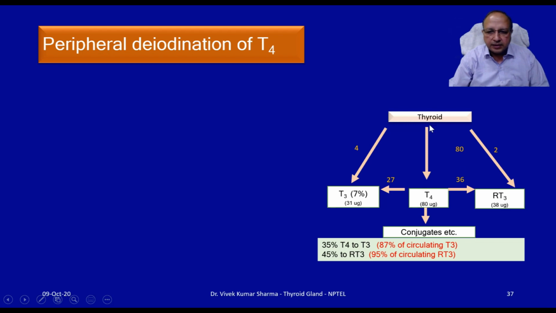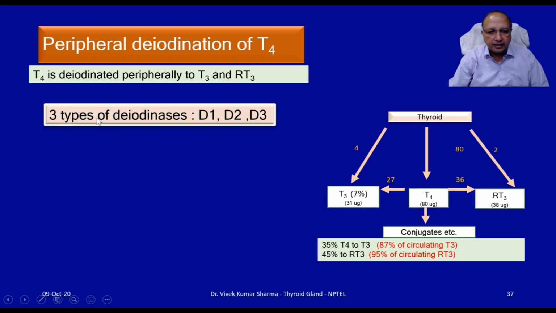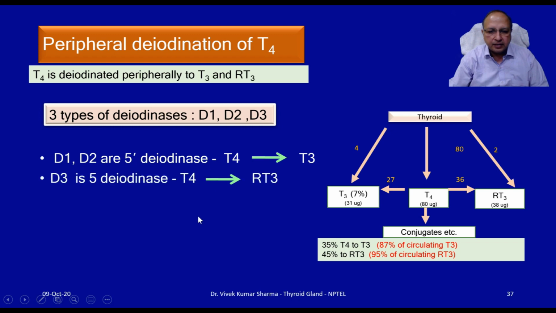So when it reaches the target cells, T4 will be converted into T3, which is the most active form, by peripheral deiodination. And there are essentially three types of deiodinases in the body: D1, D2 and D3. D1 and D2 are the 5' deiodinases that will act on T4 to convert it into T3 hormone, and D3 is a 5 deiodinase enzyme that converts T4 to RT3.